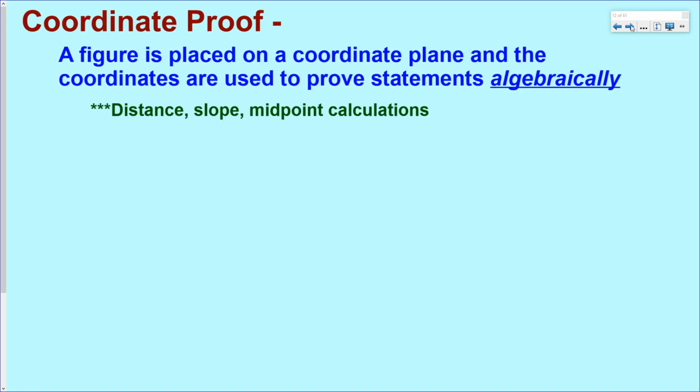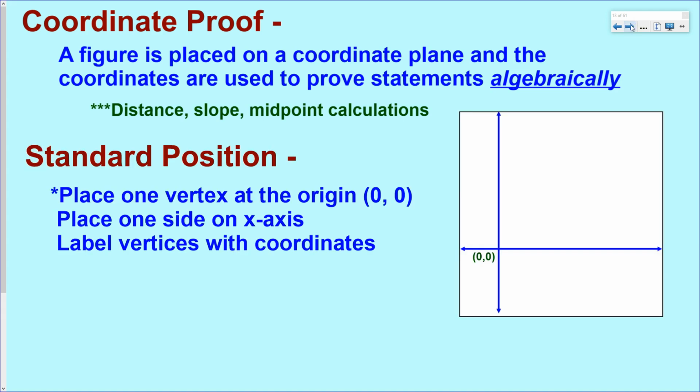The next major idea in this section is called a coordinate proof. It's a different style of proof. It's not too far off from what we've been doing, but it's an idea where a figure or a shape is placed on a coordinate plane and some coordinates are given, and then you are asked to prove some statements through algebra, so algebraic methods. So it's going to be really important that you remember things like the distance formula, the slope formula, midpoint formula, maybe even some area calculations, stuff like that. And it goes a little something like this.